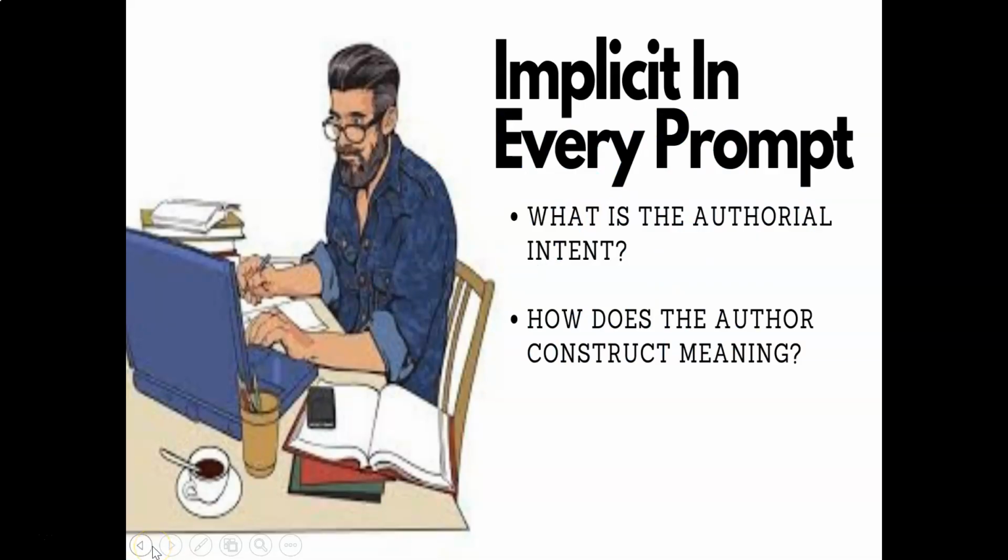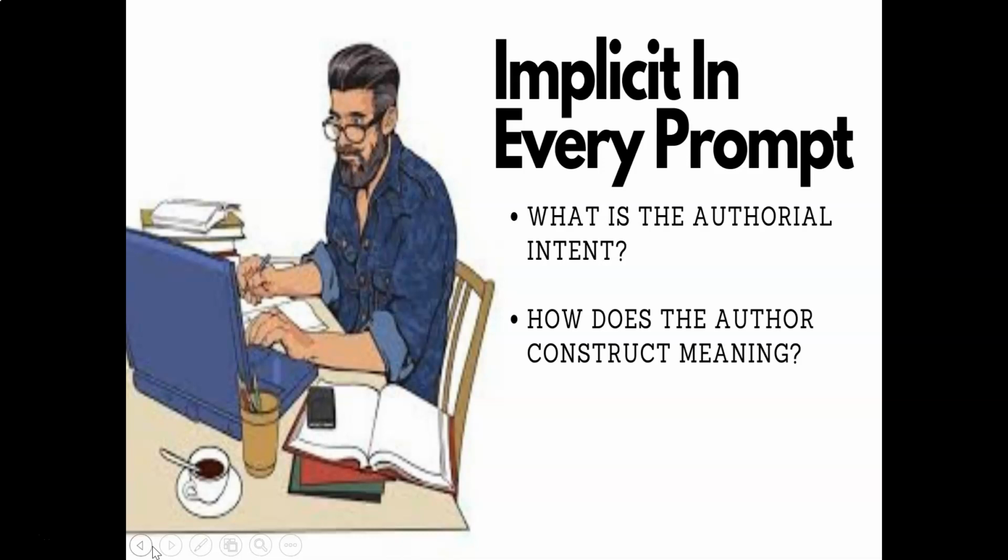So here's the kicker with the College Board. On FRQ2 for the AP Lang exam and FRQ1 and FRQ2 on the AP Literature exam, implicit in all 3 of those prompts are 2 questions. So it's implied. What is the authorial intent and how does the author construct meaning?